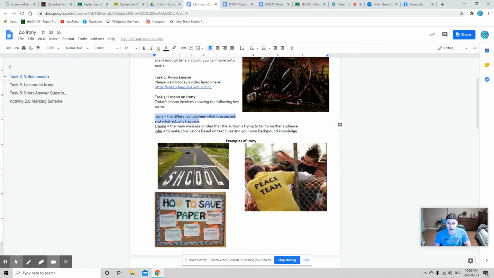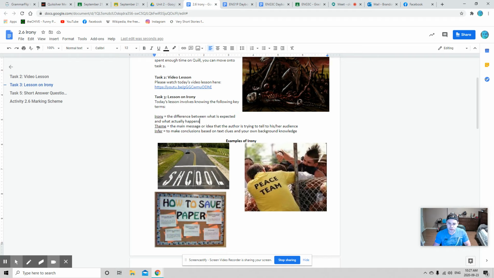So I have some examples of irony here. And I'll show you what I mean. What is the difference between what is expected and what actually happens? So we have what's supposed to be a school crossing here, but it's misspelled. We expect people working for the school to know how to spell school, but in reality, they did not spell school correctly. So it's the opposite of what we expect, and that's why this is ironic. We expected proper spelling, but we did not receive proper spelling.